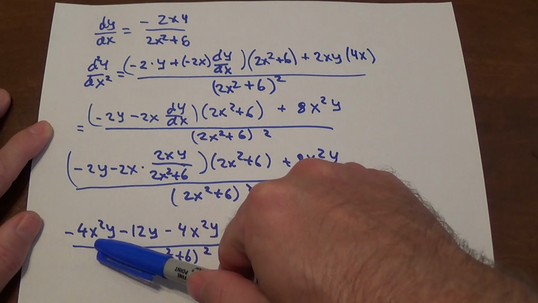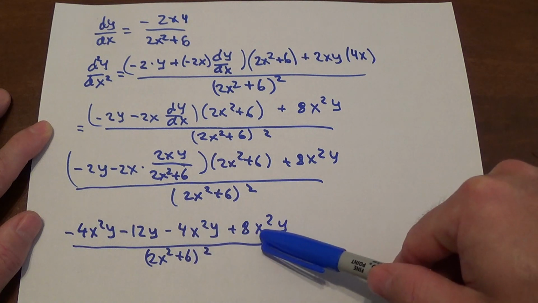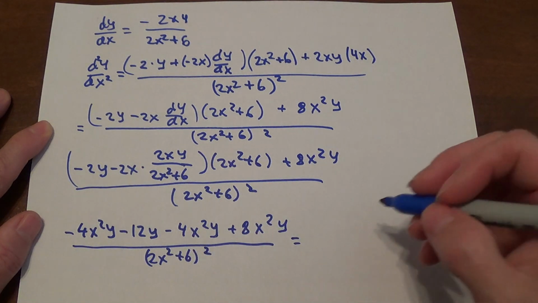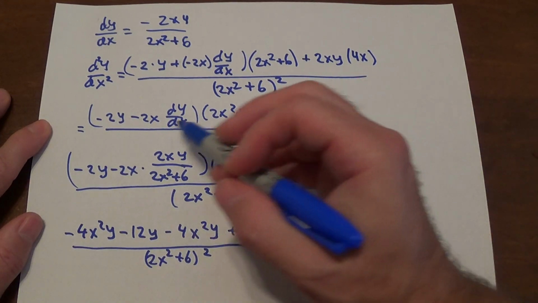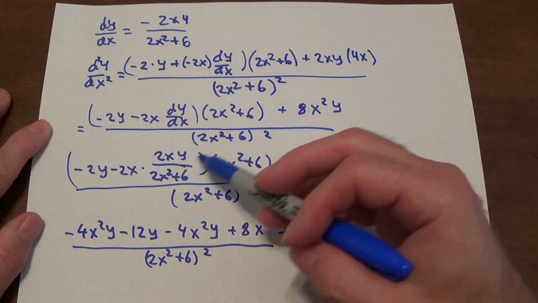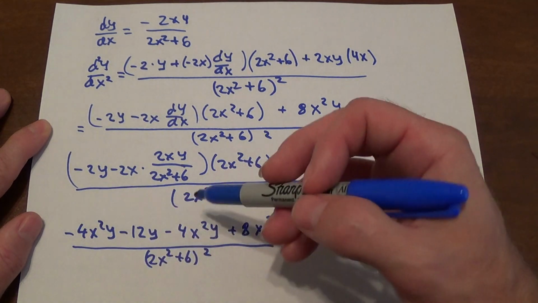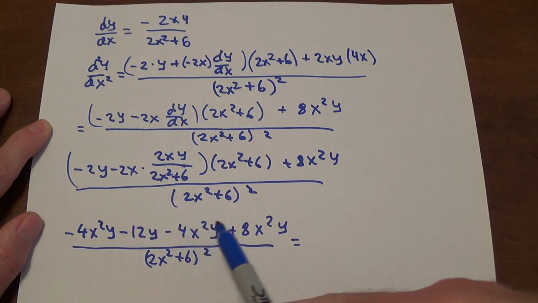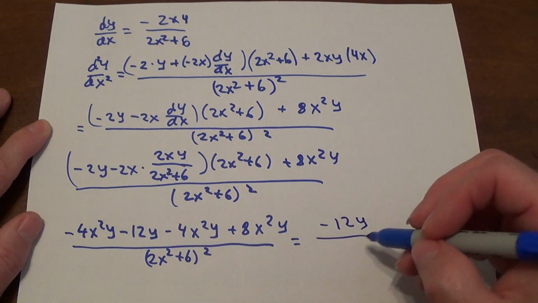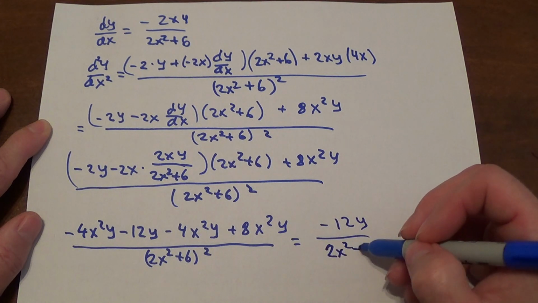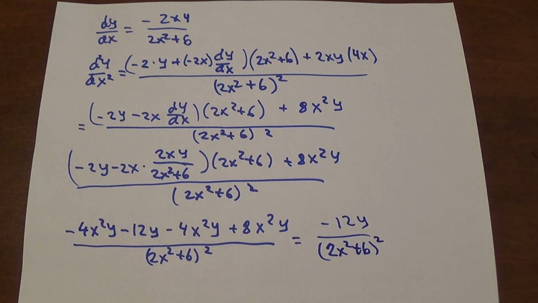So it looks like we got negative 4x squared y, minus 4x squared y plus 8x squared y. Let me just double check this one more time. You multiply this, you get 12y. So all these x squared y terms are going to cancel. It looks like we're just getting negative 12y over 2x squared plus 6 squared, and that is going to be our answer. I hope this helps.